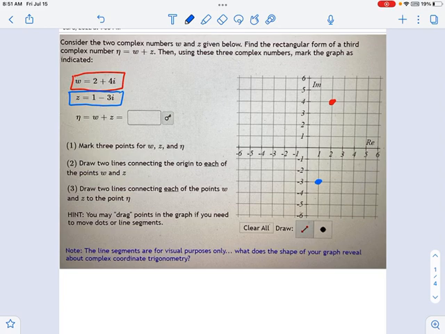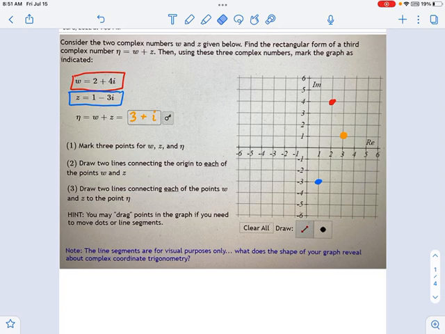And eta, this last one here, first we just need to do a little math here. What's w plus z? Well, this won't take long. 2 plus 1 is 3. 4 minus 3 is 1, so we have 3 plus i. So if we try to put this on our graph, you'll see eta is over 3, up 1 to this spot right there. Okay? So now we have our 3 dots on this graph.